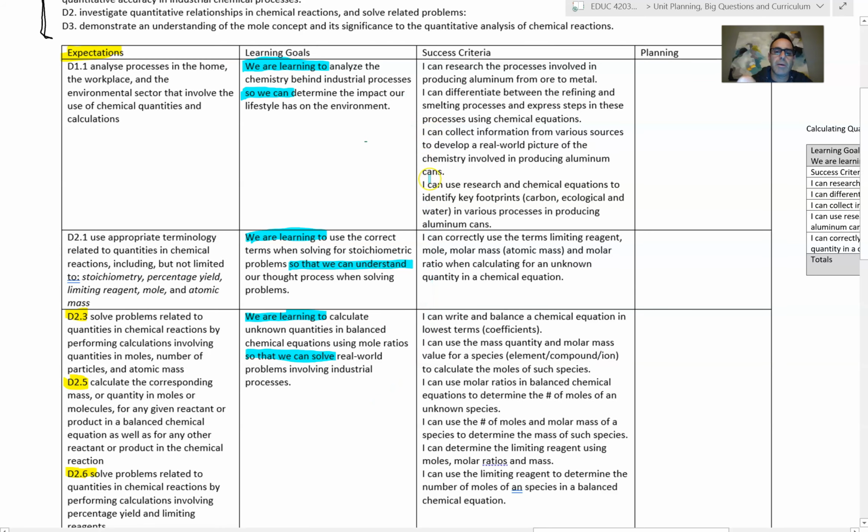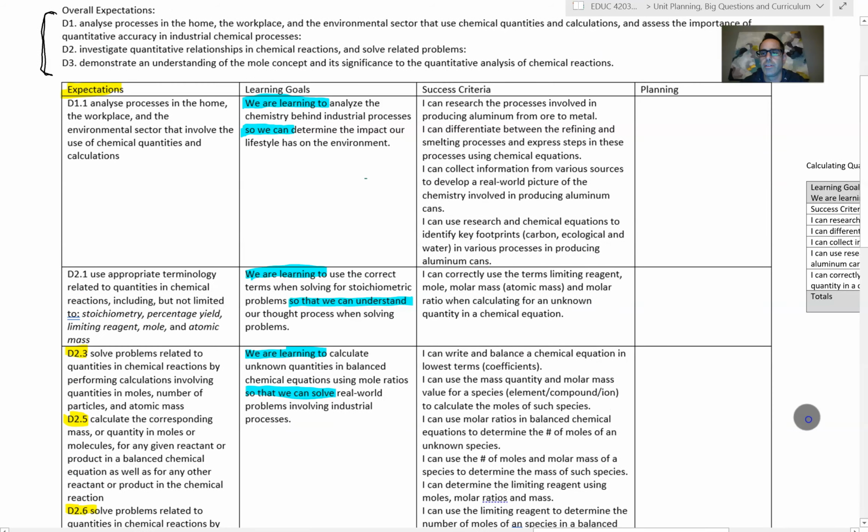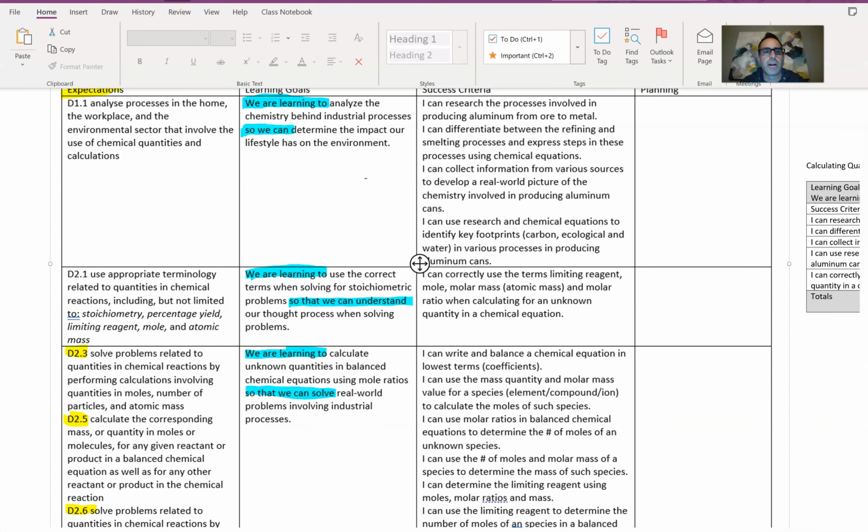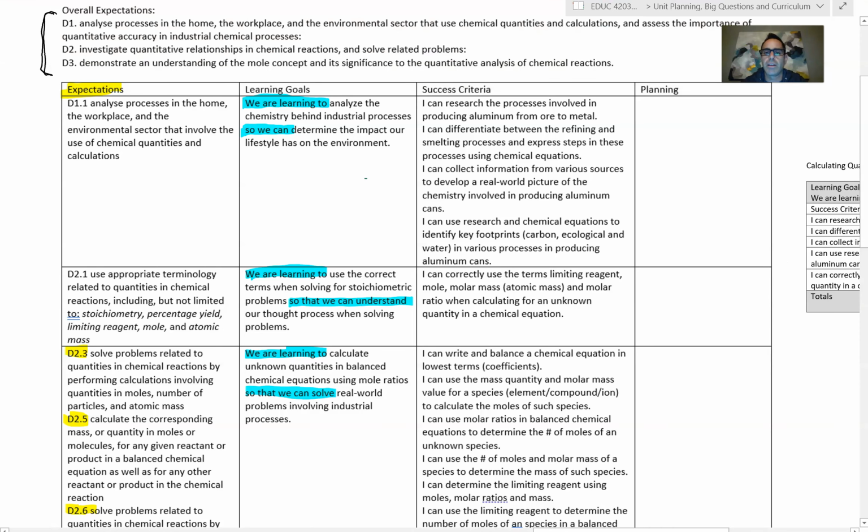So when I map out with the students where we're going with this, my big question lays it out nicely. All these things tie into it really well. So now for the meat and potatoes, I'm really adamant that the key focus has got to be on success criteria.